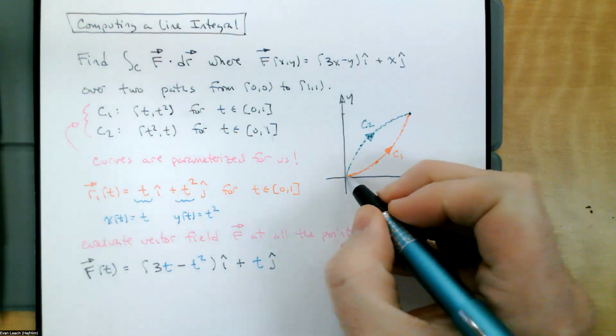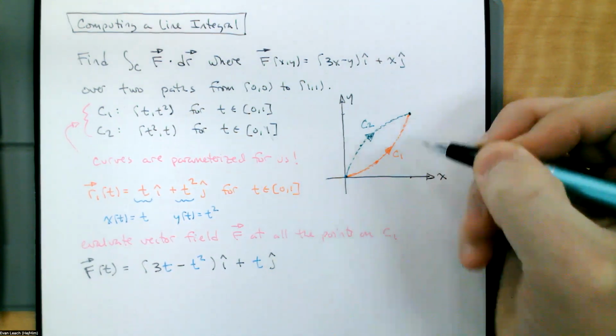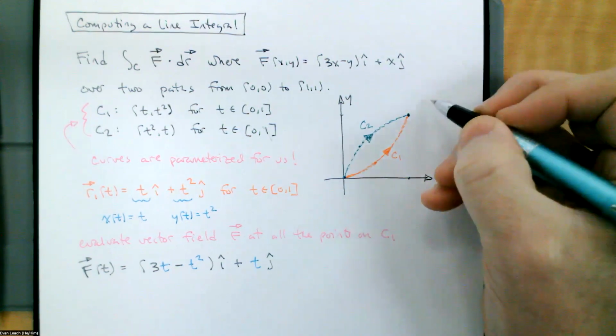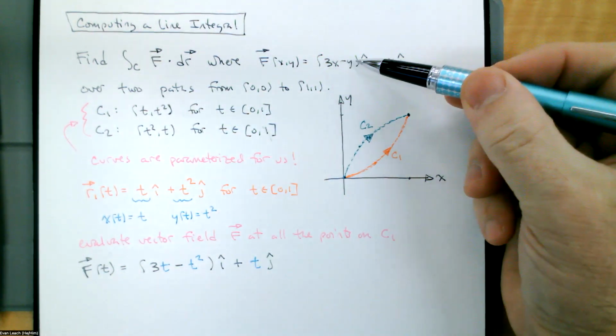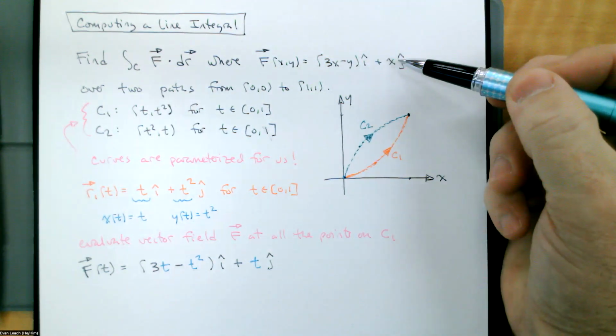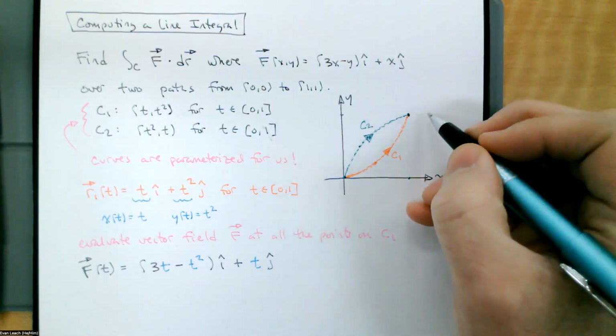Remember, our vector field here at 0 is 0, and our vector field at 1, 1 is 3 minus 1, which is 2i plus 1j. So 2i plus 1j.